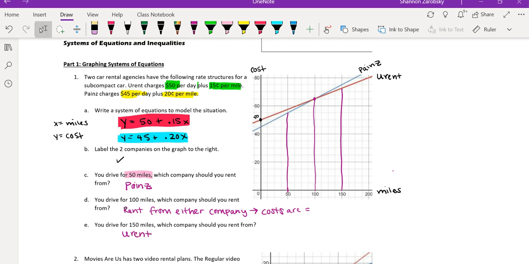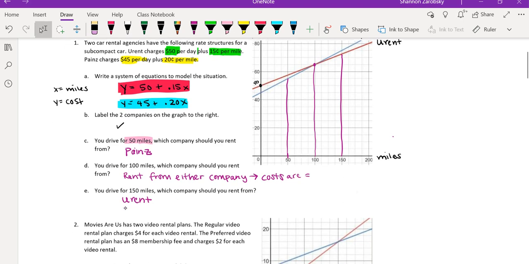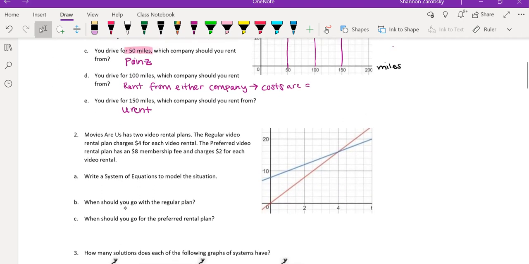Okay, and that's the value of systems of equations when we have a slope-intercept form graph: you can decide which company is a better deal for the amount of money you are willing to spend or the number of miles you're going to drive. If you're going to go a short distance, you should go with Paynes. If you're going to go a long distance, you should go with U-Rent. And if you're going to go exactly 100 miles, it doesn't matter which one.